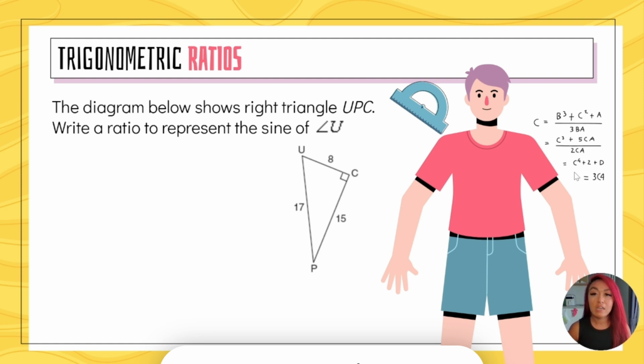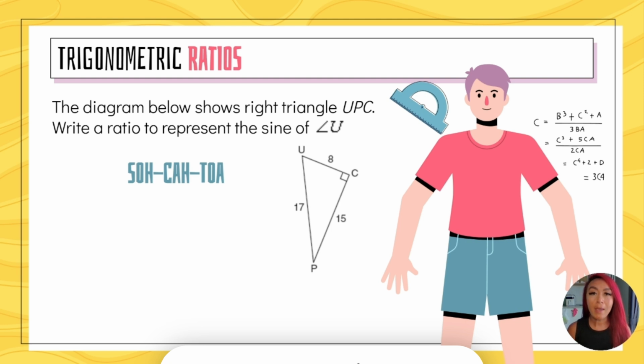So let's take a look at an example. The diagram below shows right triangle UPC. Write a ratio to represent the sine of angle U. So what we're going to do is first write down the acronym SOHCAHTOA. I encourage you for any of these questions to just write down SOHCAHTOA at the top of your scrap paper so you can always reference it.